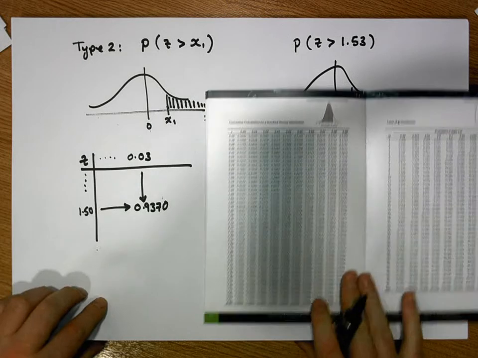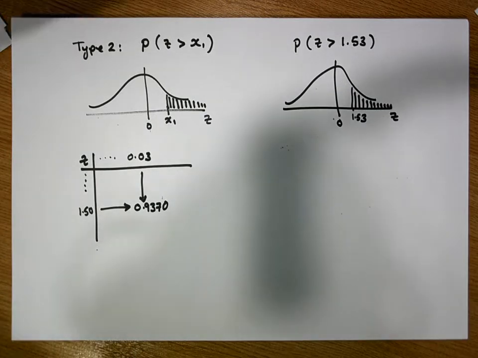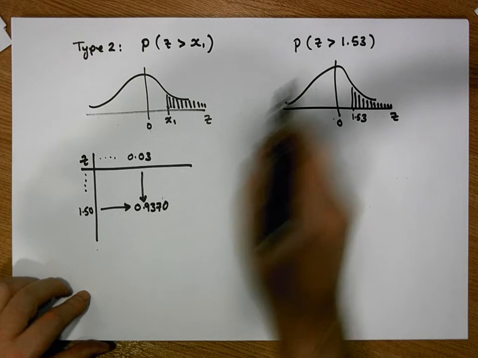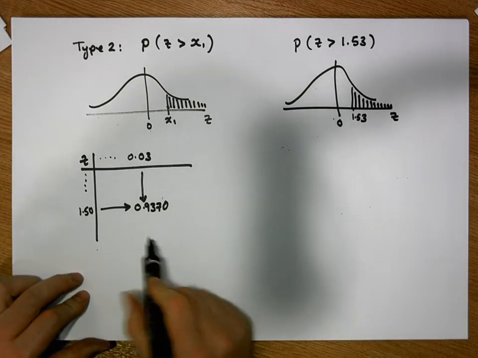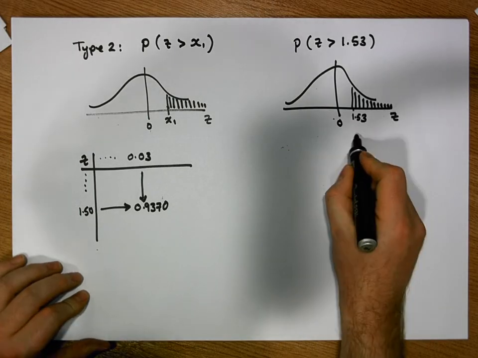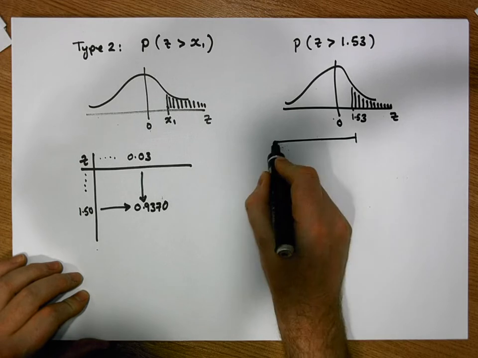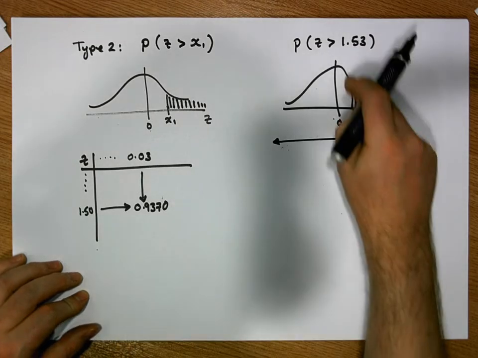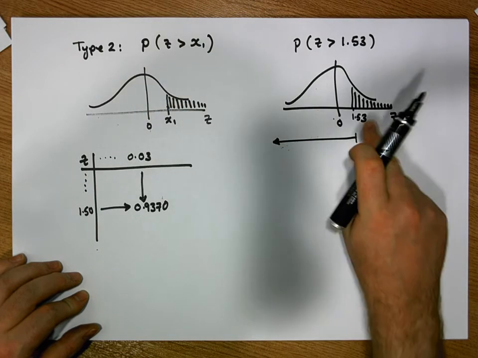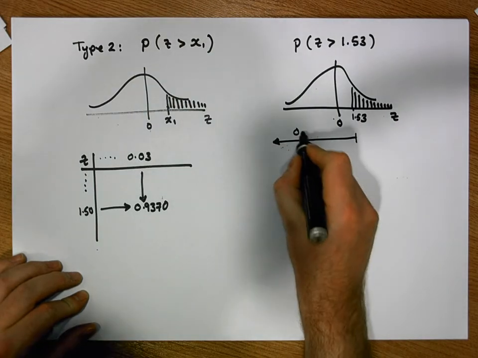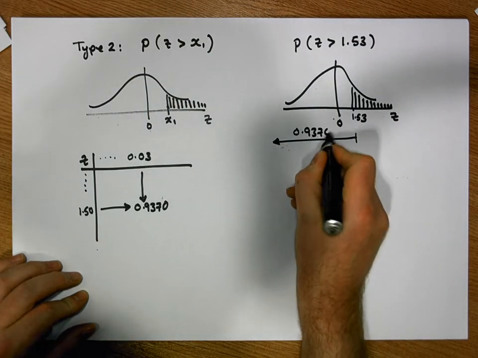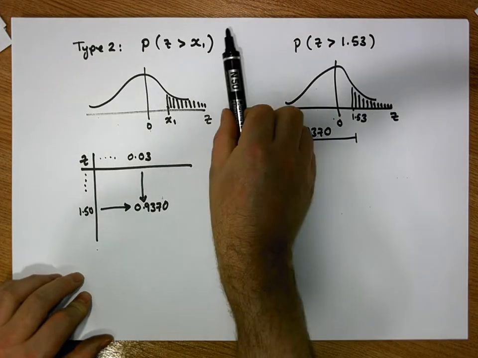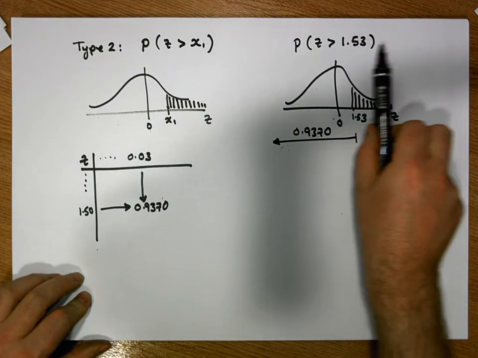Now what we know is that for our tables, when we look up a positive value, 1.53 in this case, we are always presented with the area to the left hand side of that positive value. In our case, the area under the curve to the left hand side of 1.53 is 0.9370. Now, we're not interested in the area to the left, we're interested in the area to the right.